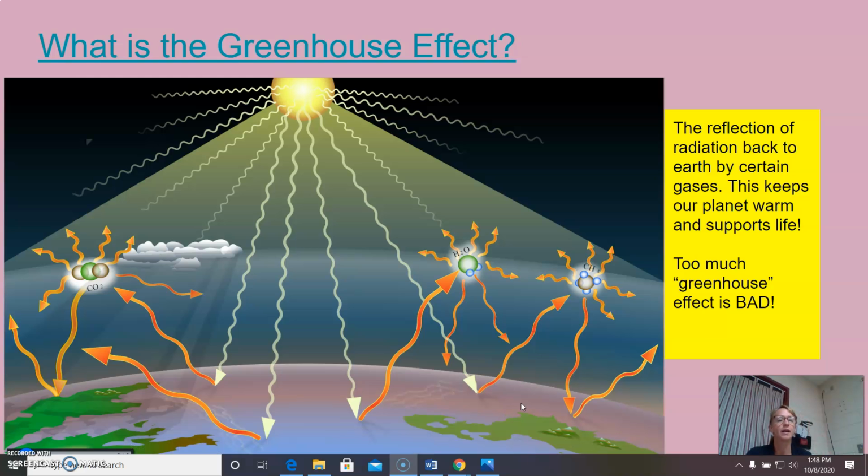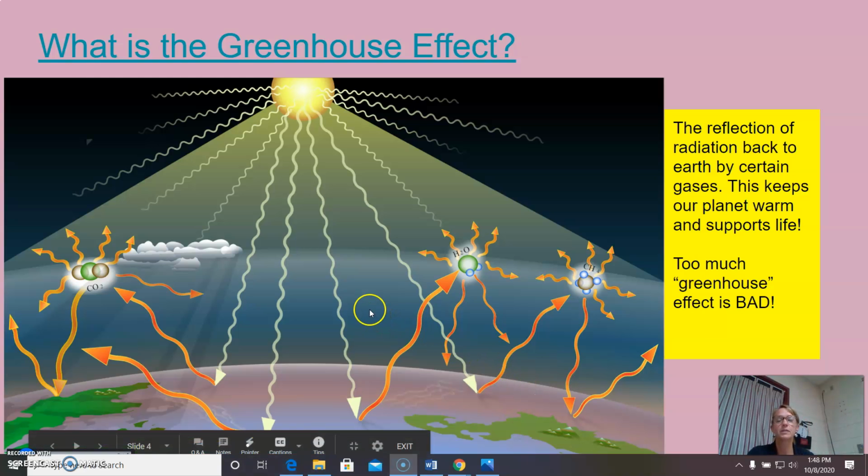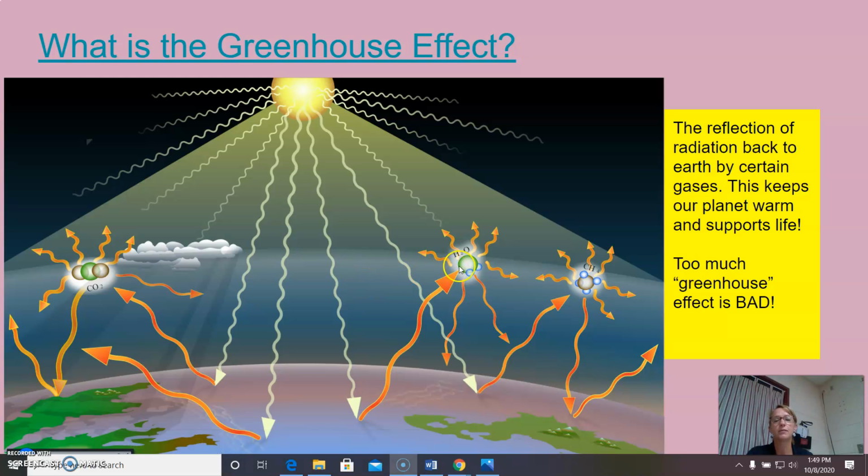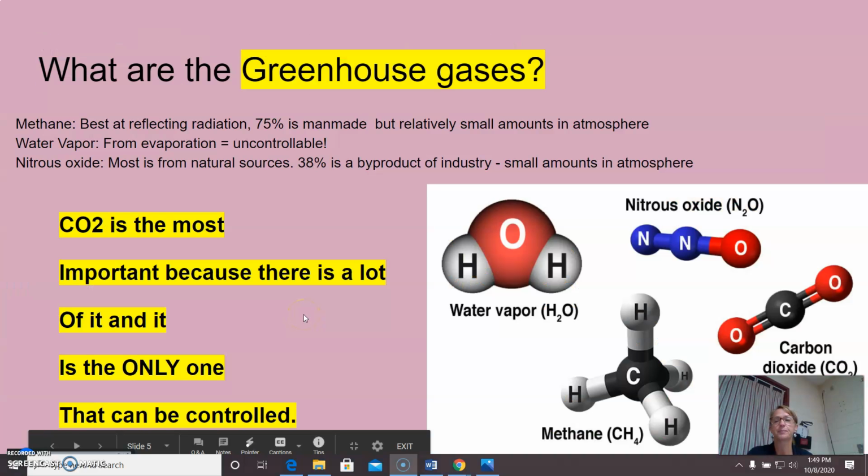So the greenhouse effect is 100% natural and absolutely necessary to make life on Earth. The problem is if we have too thick of a blanket up here, the planet gets too warm, and that affects the natural processes that are supposed to be happening.